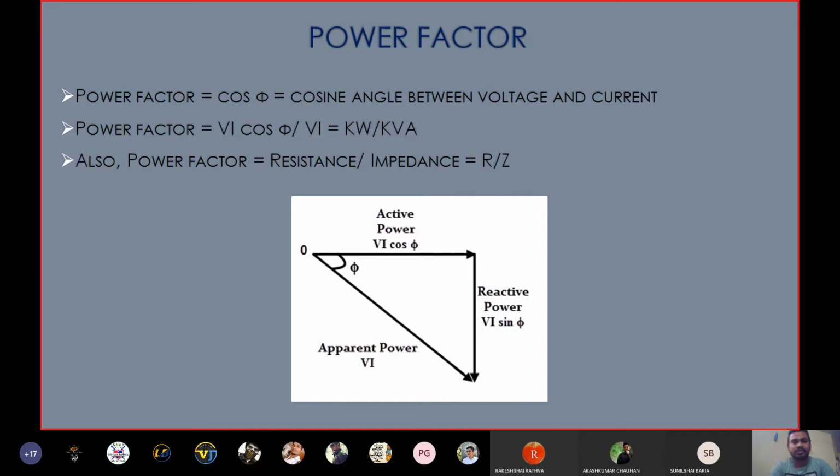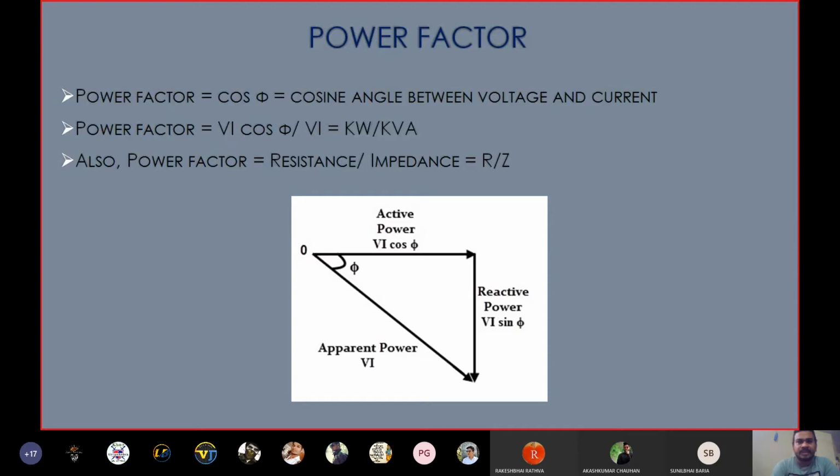Okay, so the power factor is equal to cos phi. Here is the angle between active power and apparent power. This is the angle phi. So cos phi is the cosine of the angle between voltage and current, as well as the angle between active power and apparent power. So how can we give another definition of power factor?